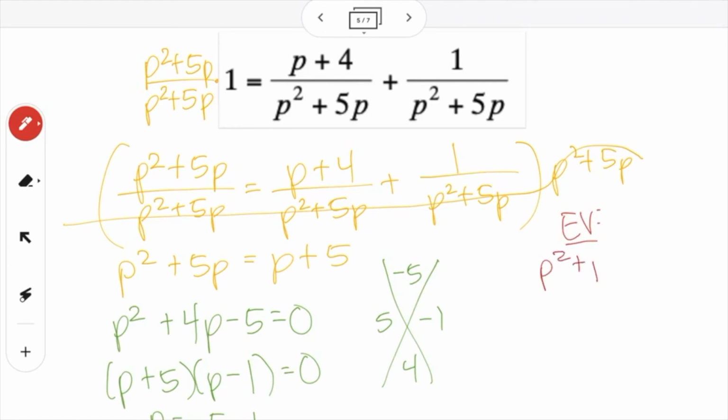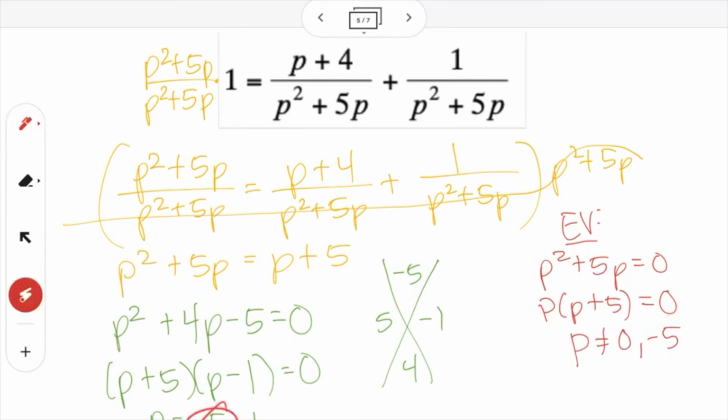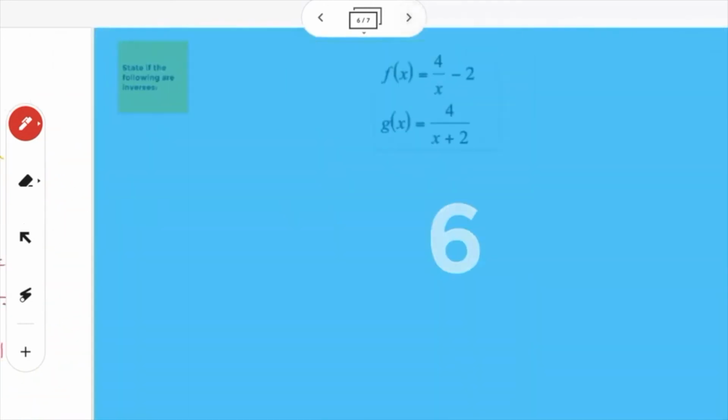For your excluded values, here we didn't start by factoring, so we may have to do that here. We are going to set p squared plus 5p equal to 0, and this does have a GCF that I can pull out, and again, you could have done that in the very beginning if you wanted. That gives me excluded values of 0 and negative 5 when I solve those. If you notice, we got a negative 5, so we have to cross that one out. So my only answer would be p equals 1.